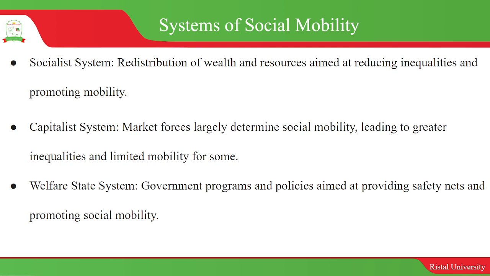And then the welfare system is where governments have policies and programs that are aimed to provide safety nets and promote social mobility. Countries where you have the elderly being taken care of, it's a welfare society or welfare system. They can be given food, allowances, free housing, whatever it is, so that it is very easy for them to uplift their lives. That is a welfare state system.